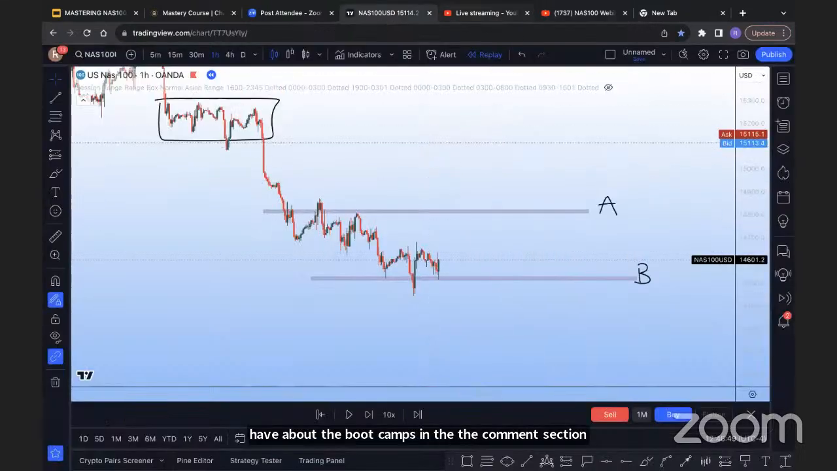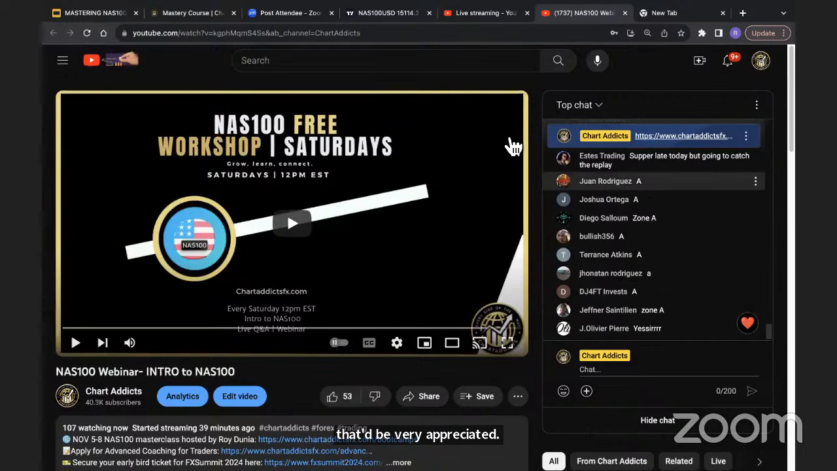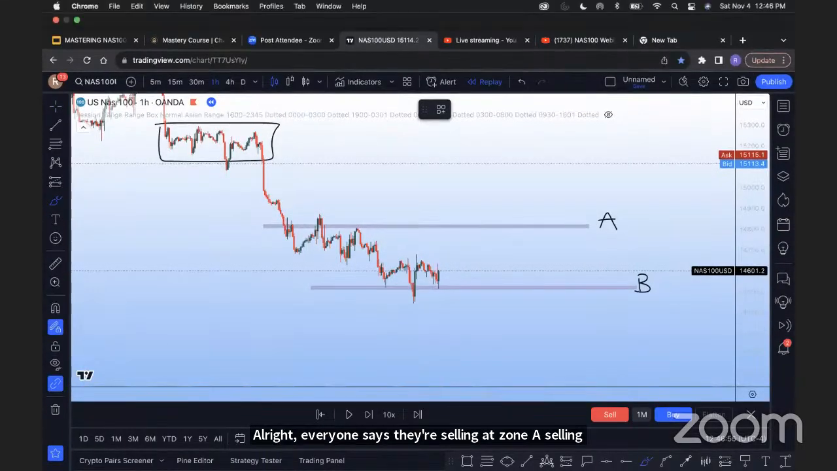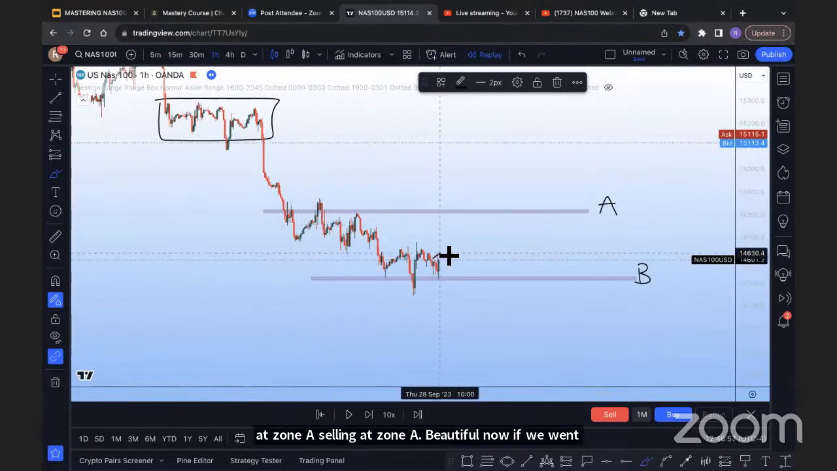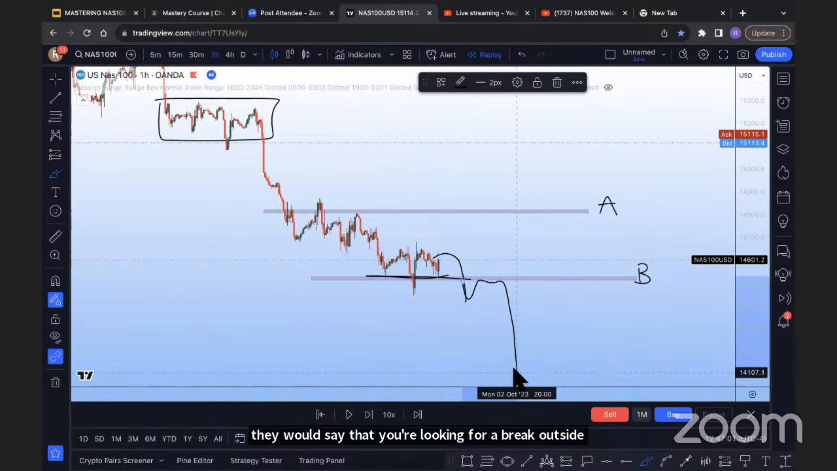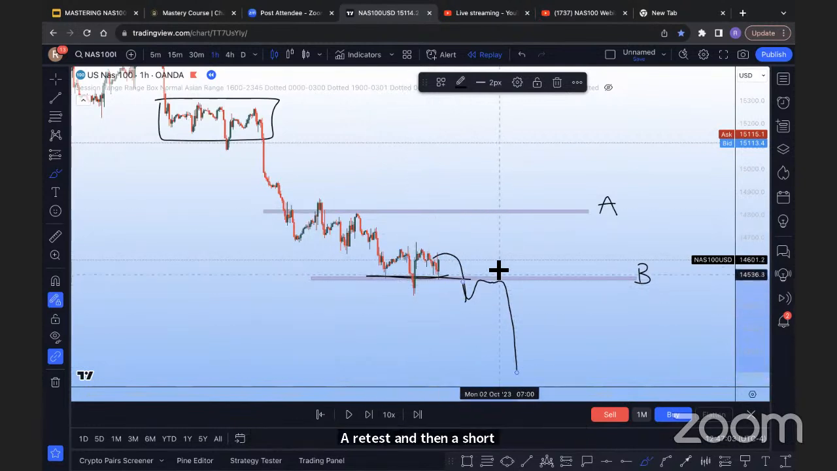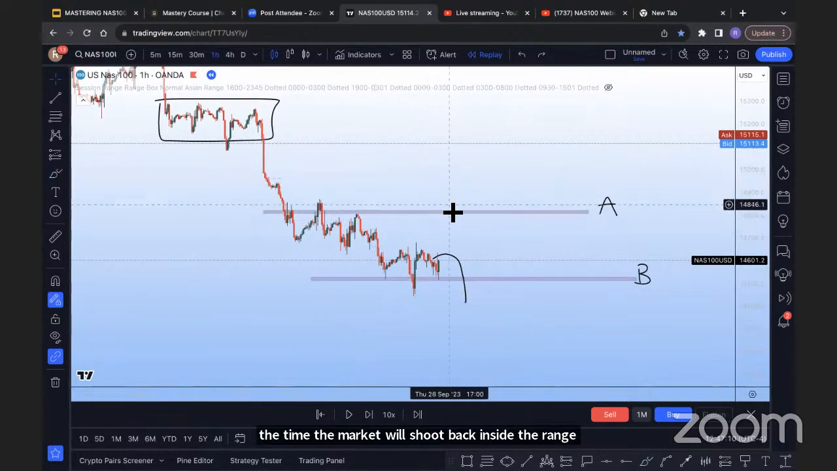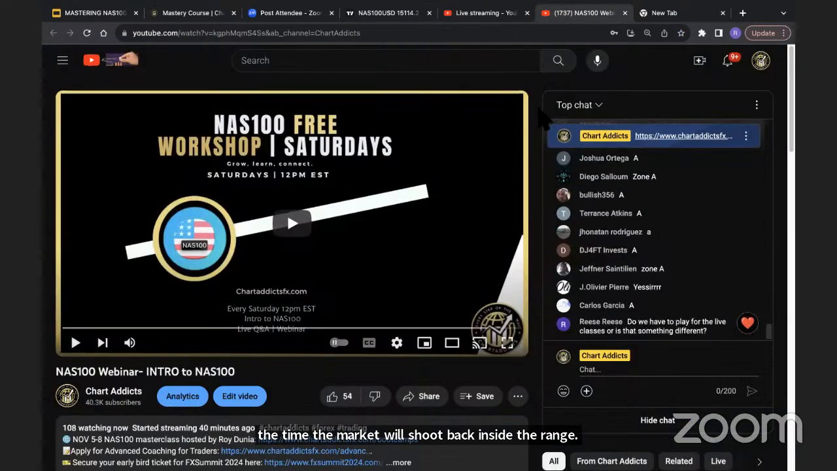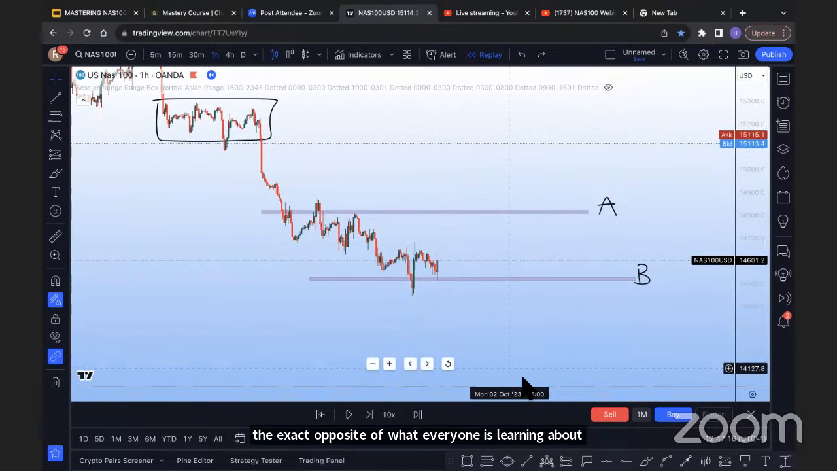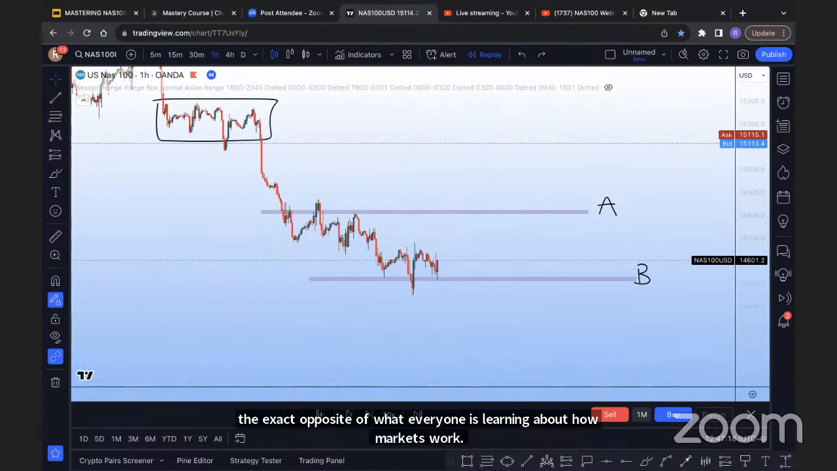All right. Everyone says they're selling at zone A. Beautiful. Now, if we went to any other course, like Baby Pips, for example, they would say that you're looking for a break outside, a retest, and then a short. This is the dumbest thing you could possibly do. 70% of the time, the market will shoot back inside the range. So immediately, you can tell that my trading strategy is the exact opposite of what everyone is learning about how markets work.